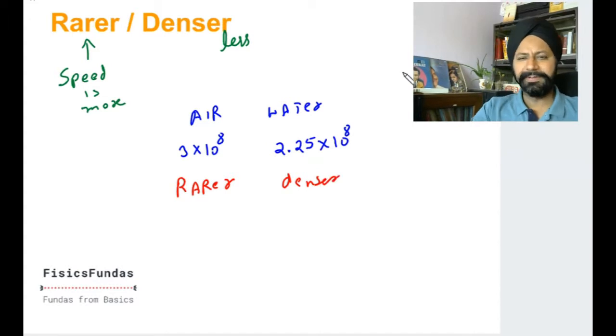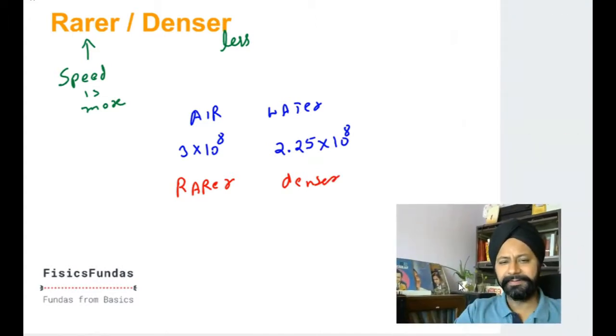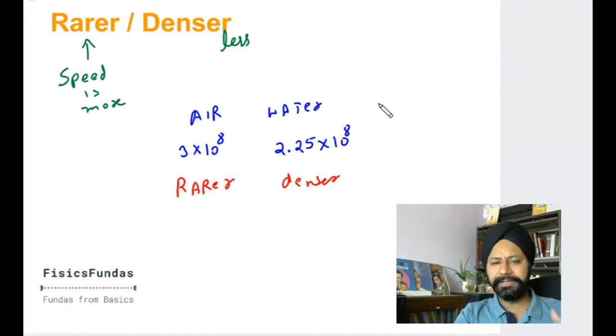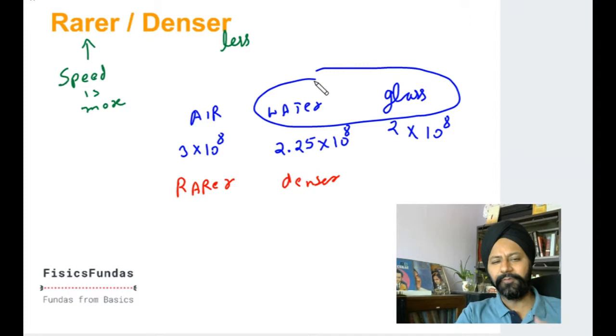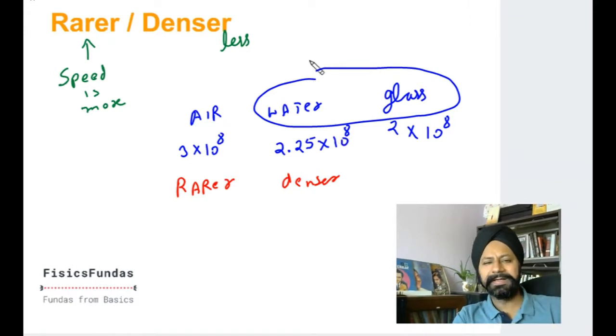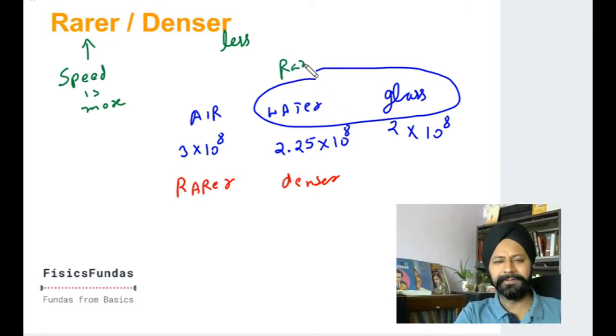But now let me move my picture a little here, maybe. Yeah, now let's compare water with glass. Now glass has a lesser speed. It has 2 times 10 to the power 8. So now when I'm comparing water and glass, look at how water has more speed compared to glass. So water is a rarer medium now, and glass is a denser medium.